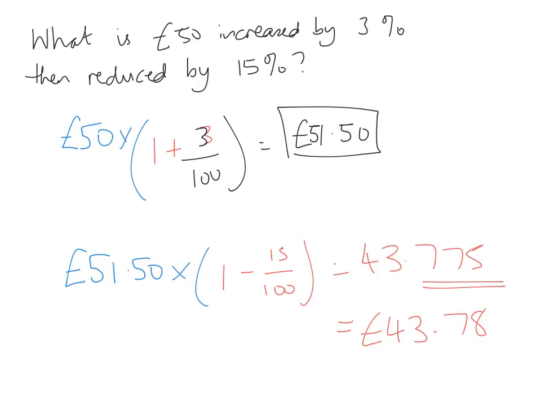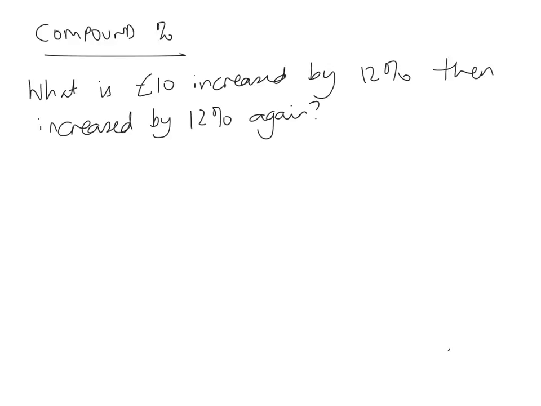If you just did £50 and took off 12%, it would give you the answer £44. So you can't do that with percentages. You can't just add or take the numbers away from each other and hope that gives you the right answer. You do need to do it as separate steps. So, compound interest, compound percentages.